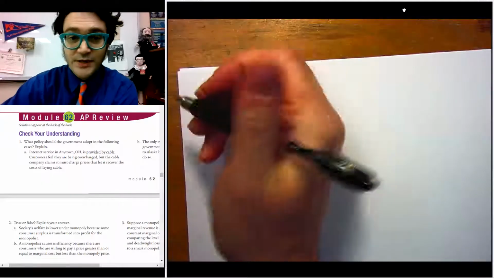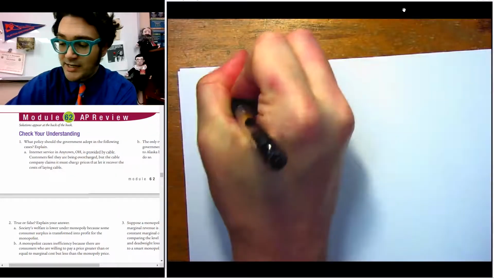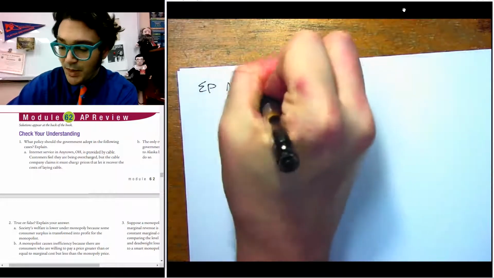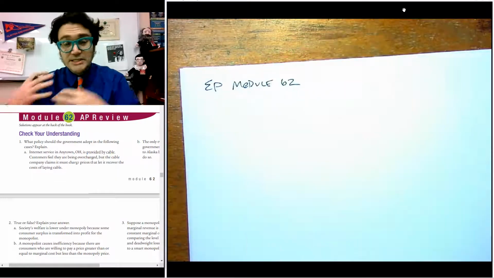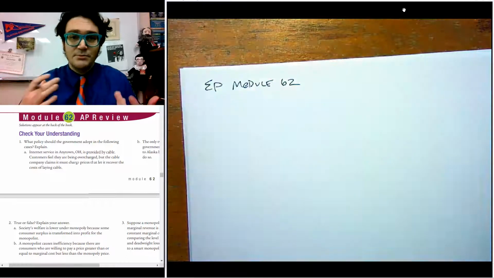Well, hello there. So in this video, we're going to take a look at Extra Practice Module 62. And in this one, it's about monopolies and how they're regulated by the government to address their market failures.